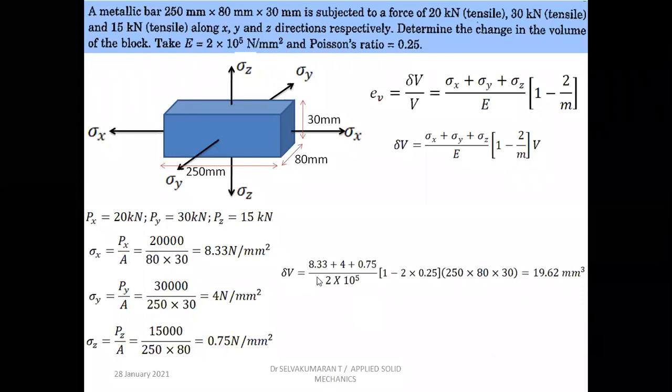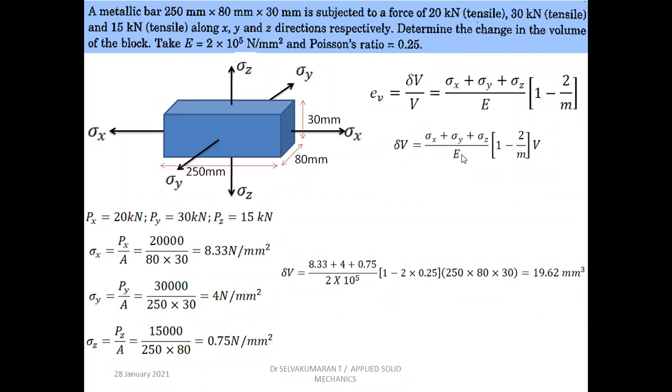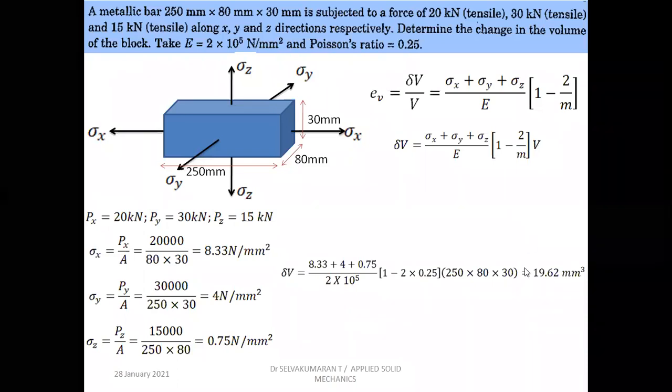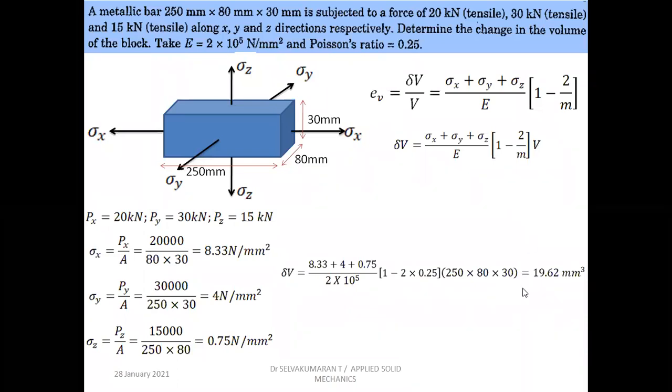So the change in volume is equal to: substitute sigma x, sigma y, sigma z and the E value, and 1 by m, Poisson's ratio, is 0.25, and volume is length into breadth into thickness, so 250 into 80 into 30. So you get the change in volume, delta V, coming out to be 19.62 mm cube.